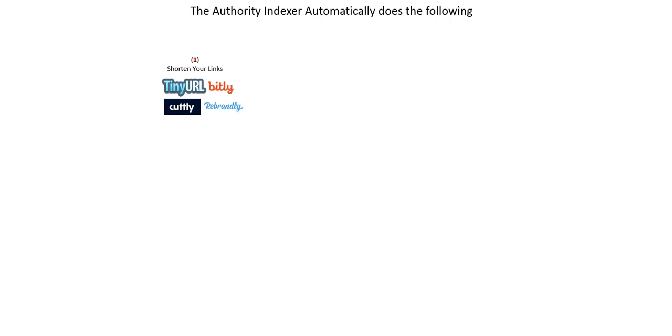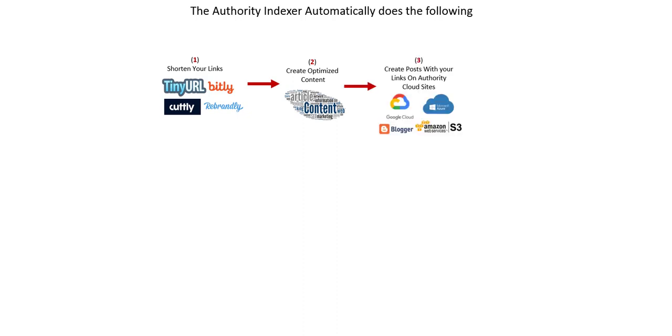What the authority indexer does is this. It allows you to add your links and then it will shorten those links with multiple URL shorteners. You can shorten your links if you want to, or you don't have to. The idea is that it provides you with an extra and additional layer of protection. The software will then create optimized content for you so that your links can be used when creating posts. And it will create posts for you on Google Cloud, Microsoft Azure, Amazon S3 and Blogger.